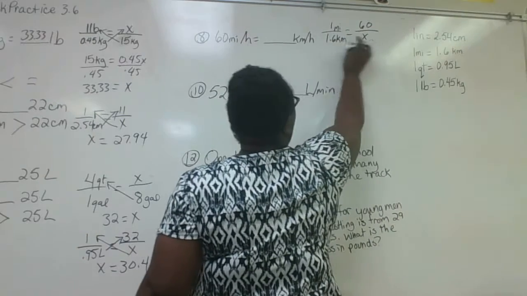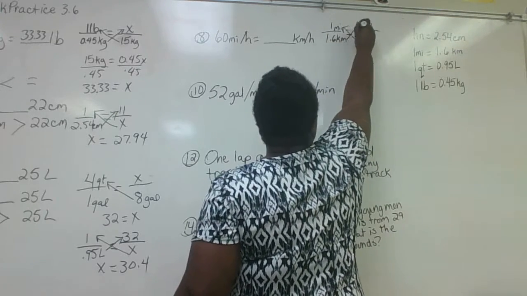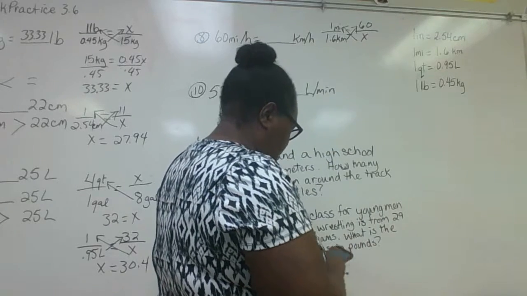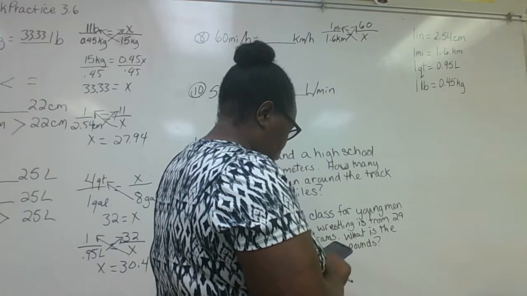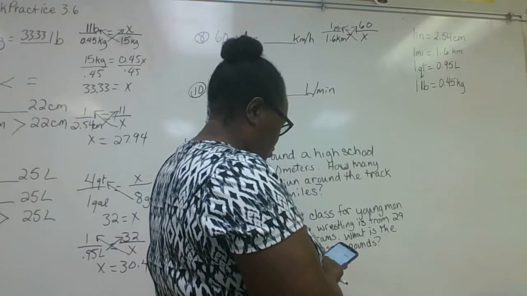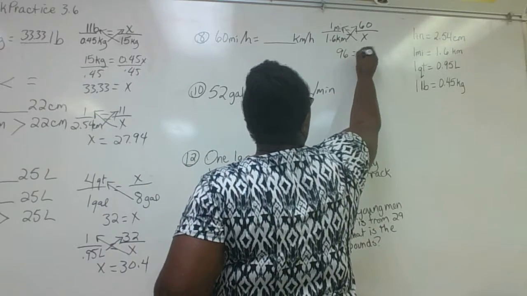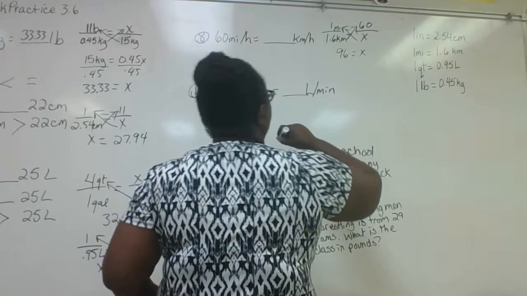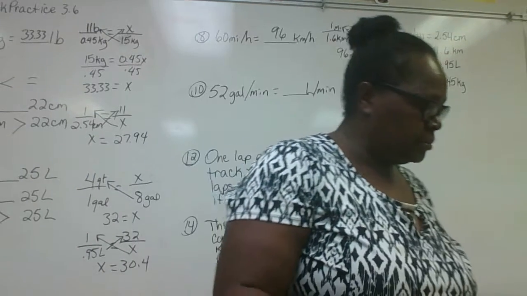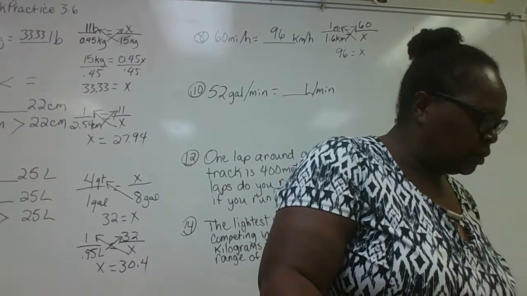Okay, because we don't know the kilometers, we line up kilometers to kilometers, miles to miles, and we cross multiply. Okay, and so therefore, put in our calculator, that's 60 times 1.6, and the answer is 96 equals X. Okay, so this is 96. Okay, that's number 8. Okay, moving right along to number 10.